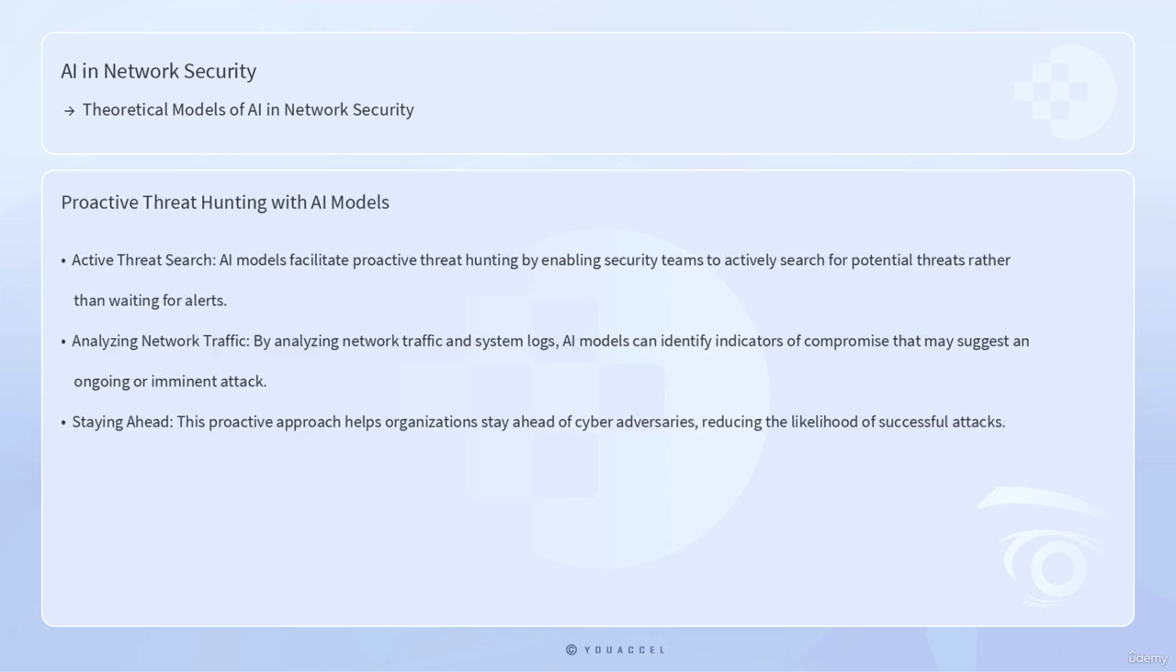AI models can also facilitate proactive threat hunting, where security teams actively search for potential threats rather than waiting for alerts. By analyzing network traffic and system logs, AI models can identify indicators of compromise that may suggest an ongoing or imminent attack. This proactive approach helps organizations stay ahead of cyber adversaries, reducing the likelihood of successful attacks.